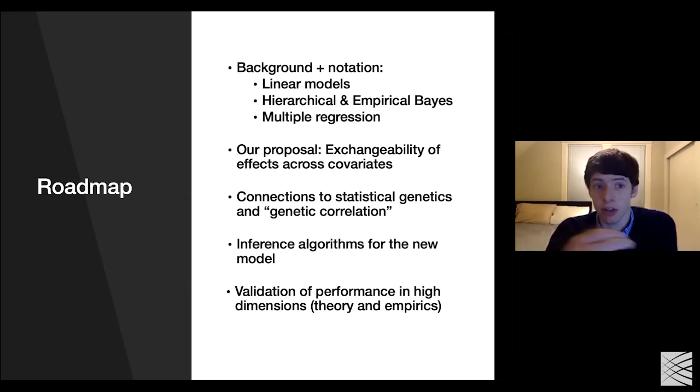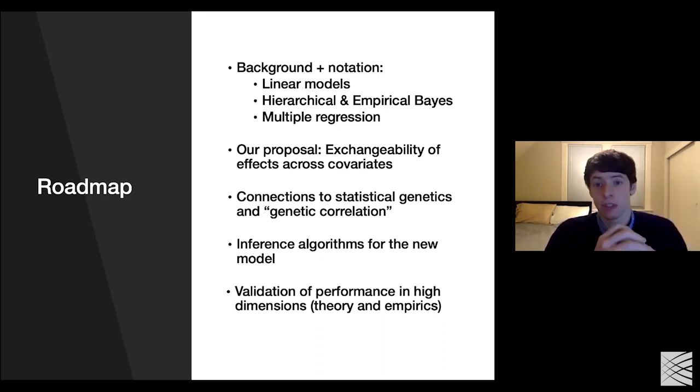For the rest of this talk, I'll first give some background and notation on linear models, hierarchical and empirical Bayes, and multiple linear regression. After that, I'll talk about our proposal and our method, which is based on treating the effects in our regressions as a priori exchangeable across covariates. This contrasts with the classical approach, which, as I'll explain, is grounded on a priori exchangeability among the groups. This has some connections to existing approaches in statistical genetics, in particular the idea of genetic correlation, so I'll go into that.